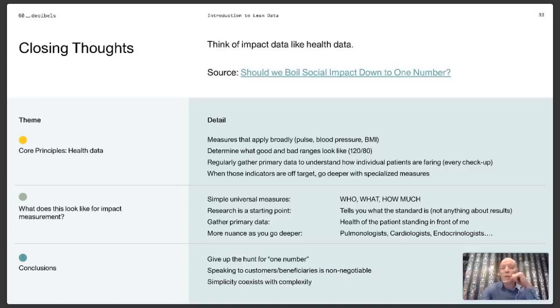So my takeaway for all of you would be, let's give up the hunt for one single number. Let's always remember that just like when you go to the doctor and she gathers data from you, we have to speak to customers and beneficiaries if we're going to be serious about social impact. And finally, that we can be comfortable with the simplicity of those high-level numbers and also the complexity that lies underneath that. And we need both of those if we're really going to move the needle on creating the social impact we aim to create.